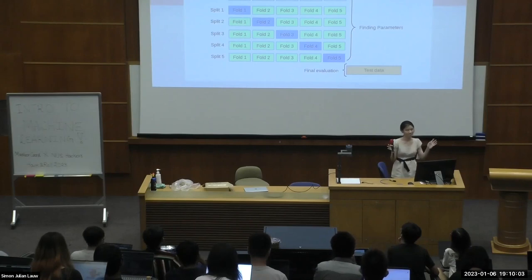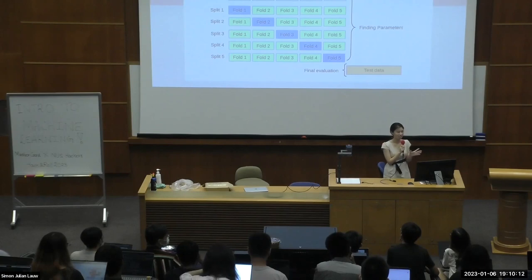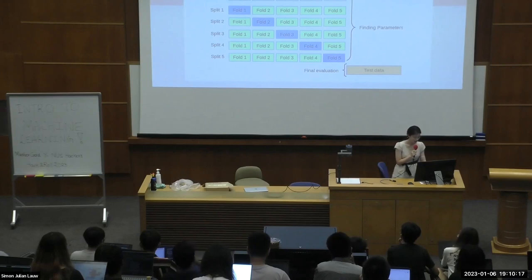So when we obtain a clean set of data, what do we do to it? For the training to happen, we need to split the data into two parts, called training data and test data.